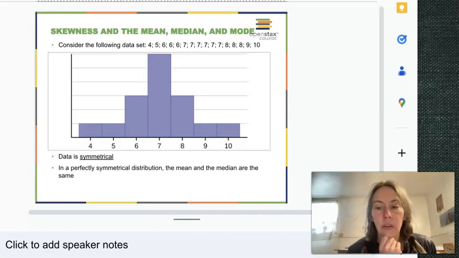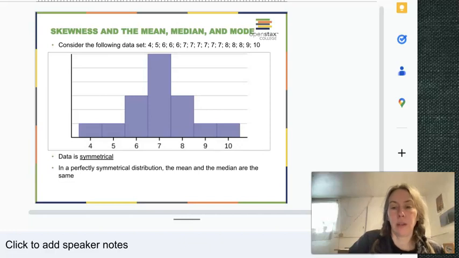So we can have skewed distributions, or we can have a symmetric distribution like this one, where the most popular answer is right in the middle, and then as you go to either extreme, there's fewer and fewer data values. When a distribution is perfectly symmetrical, the mean and median are the same. And if you have a roughly symmetric distribution, then they might be close to each other.